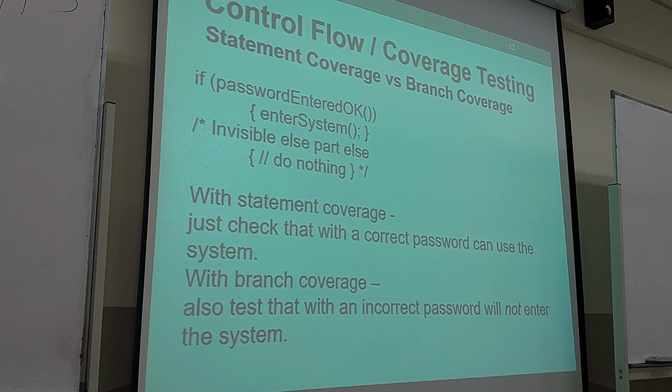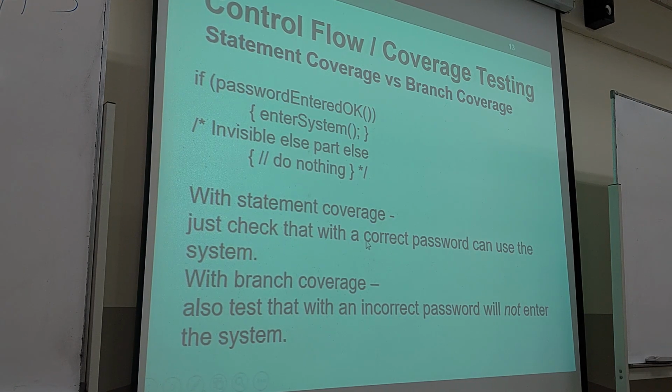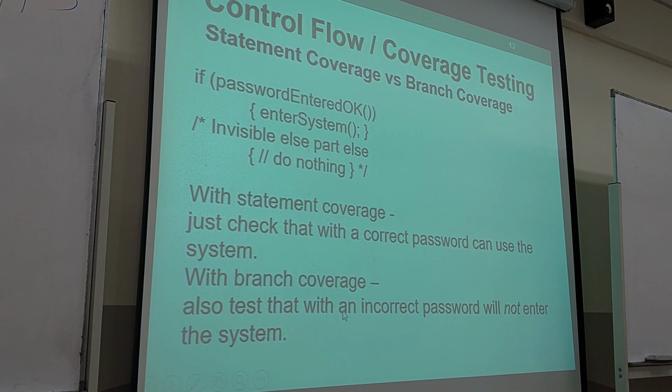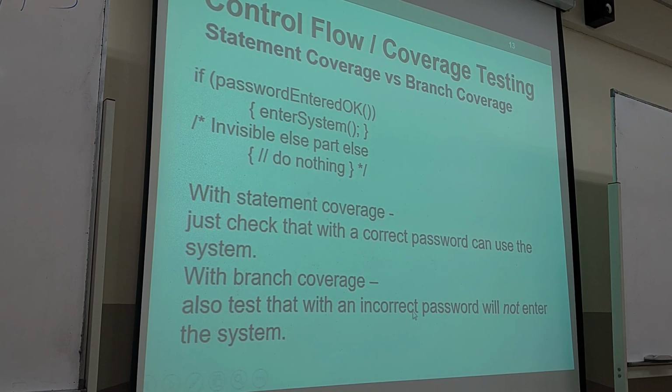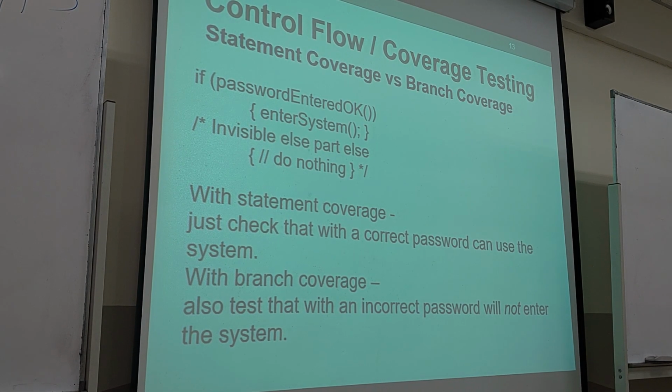Okay, so this is what I was saying. With statement coverage, we just want to check the correct password and the control flow going the right way, the correct way. But when we set branch coverage, we want to test the correct password and also the incorrect password. So we cover the true and also the false. Okay.